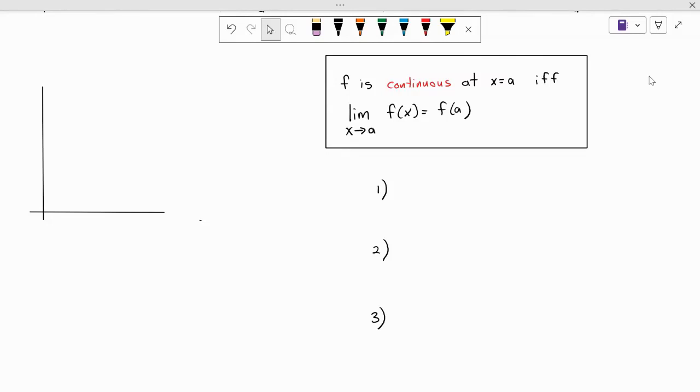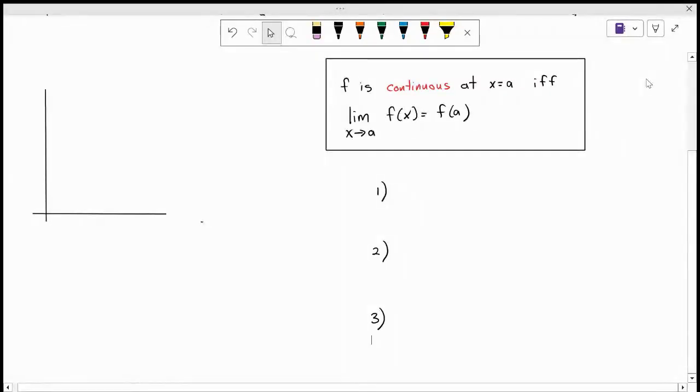All right. So let's define continuity. First of all, continuity is something that happens for a function at a point. So we say f is continuous at x equals a, or it's not, right? It's something that happens at a point. And we say that f is continuous at a if the limit as x approaches a of our function is equal to what the function does at a.